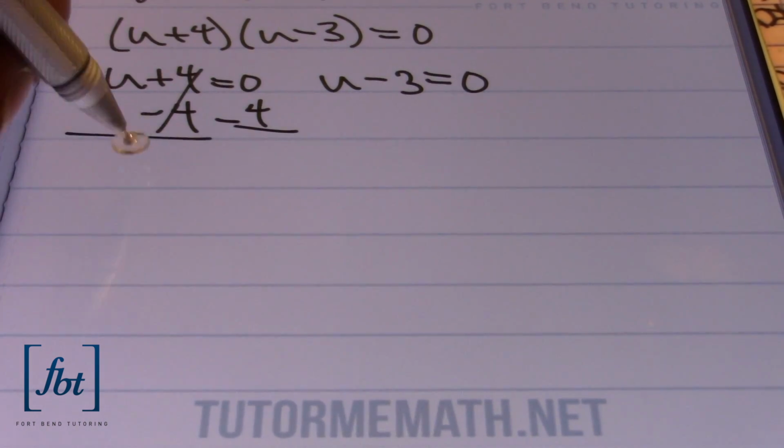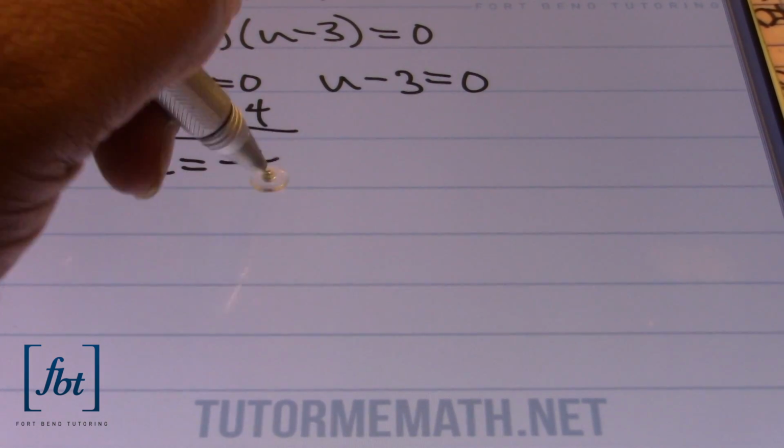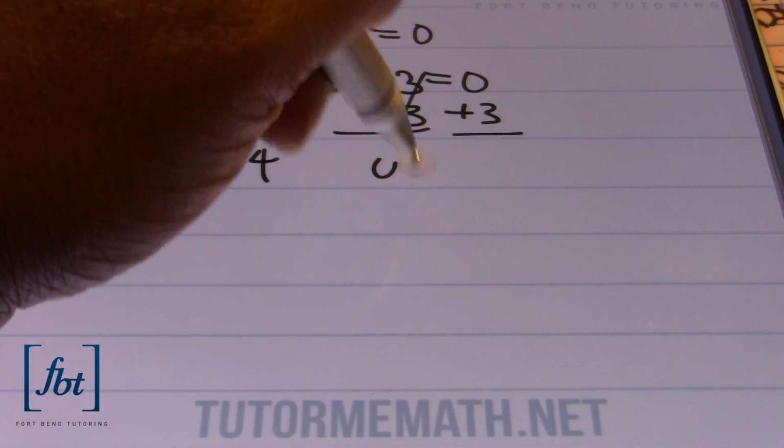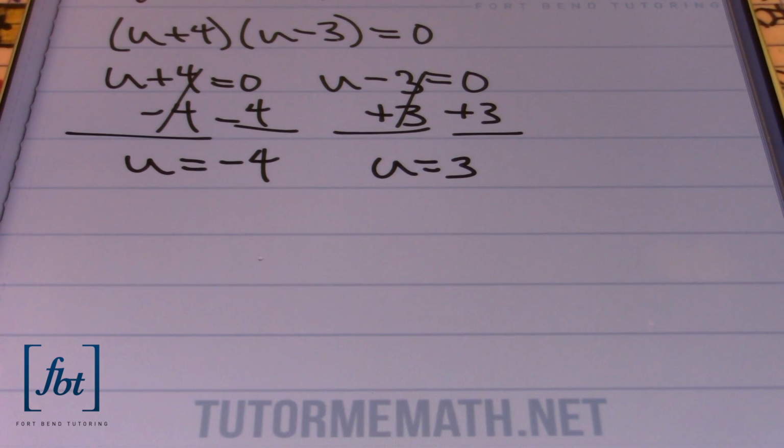So I'm subtracting 4 from both sides here. There we go. u equals -4, or we'll be adding 3 to both sides, and so u equals positive 3.